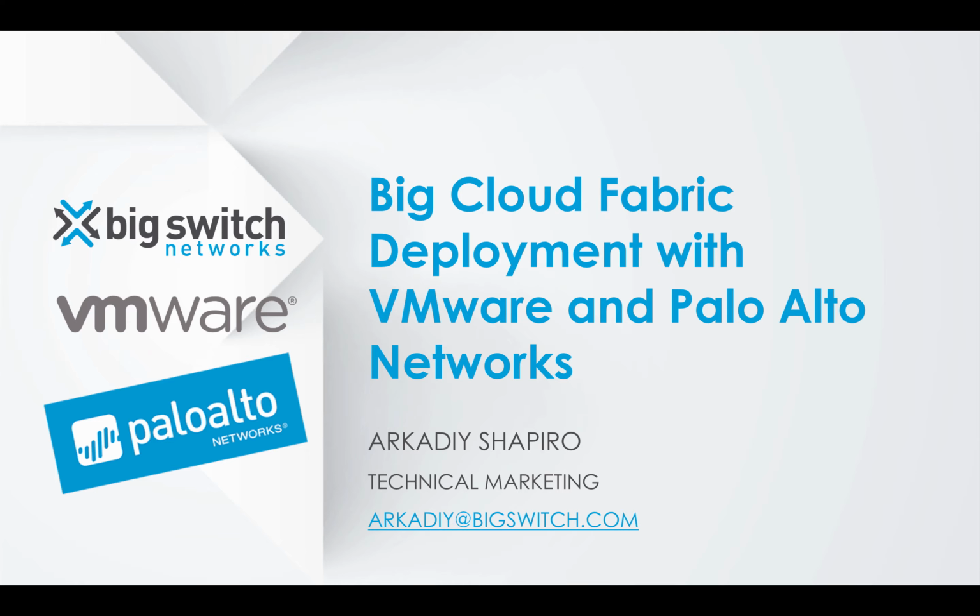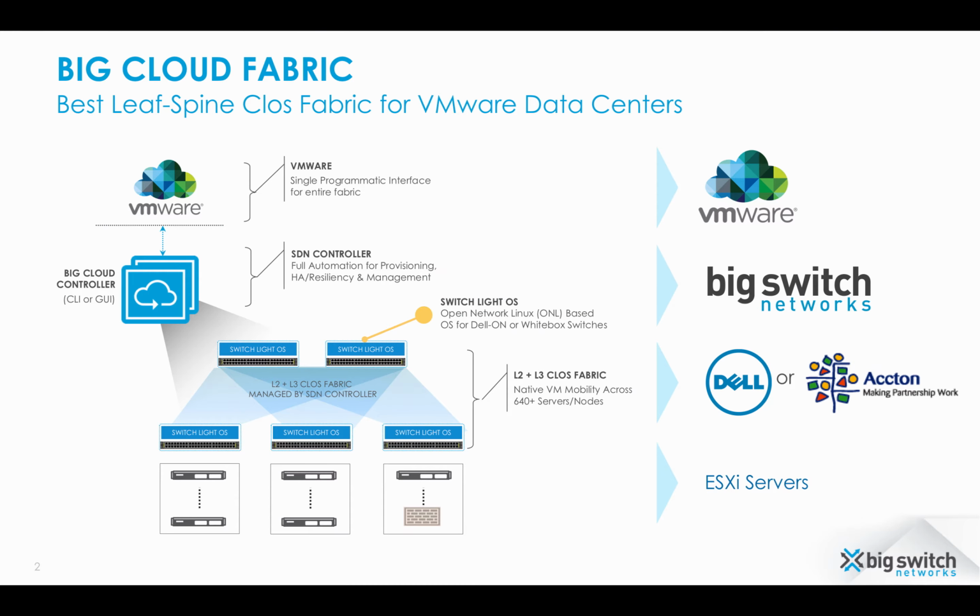Hello! In this video, I will demonstrate a deployment of BigCloud Fabric with VMware vSphere and Palo Alto Networks Virtual Firewall. BigCloud Fabric brings cost savings, network agility, and the other benefits of virtualization to data centers through a controller-based software-defined networking fabric. The product is based on a leaf-spine architecture with open networking hardware running switch-like operating system.